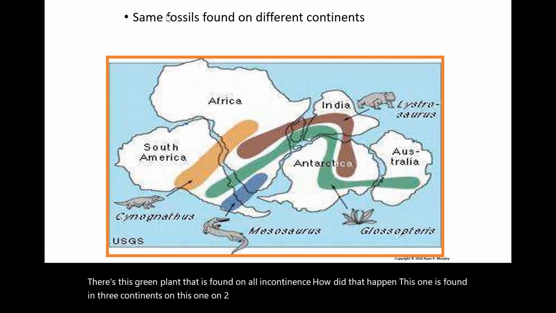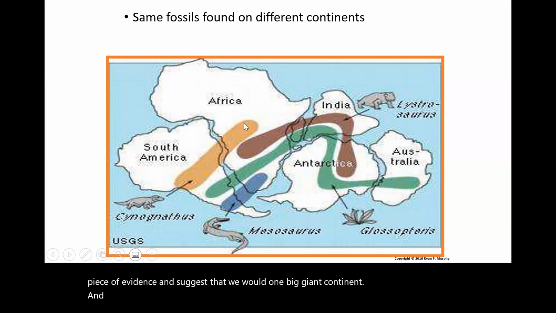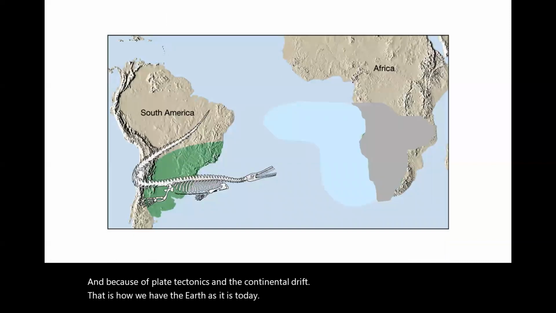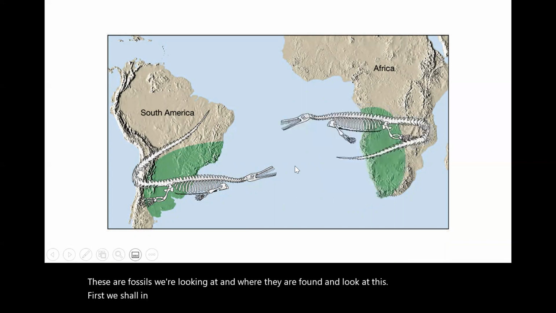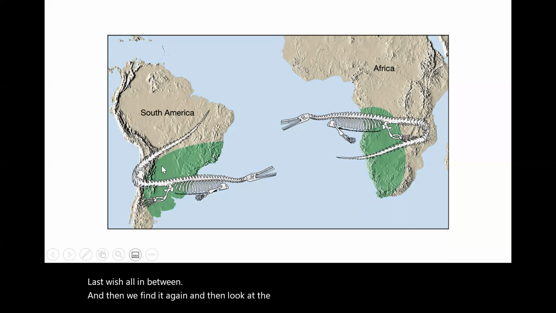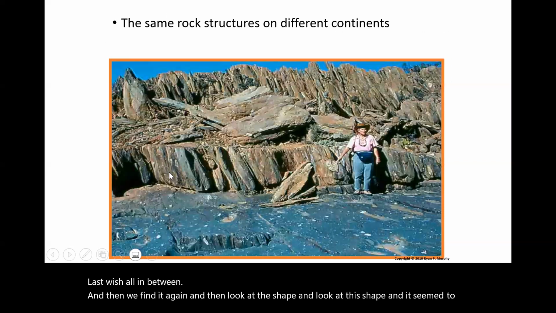So the fossils that were found are a second piece of evidence that suggests that we were one big giant continent, and that because of plate tectonics and the continental drift, that is how we have the Earth as it is today. All right, so yet another illustration here. These are fossils we are looking at and where they are found. And look at this vast ocean in between. And there we find it again. And then look at this shape and this shape, and it seems to have pieced together quite nicely.